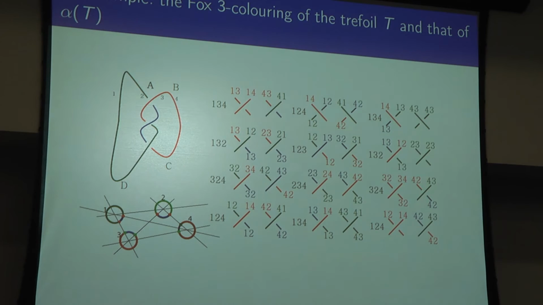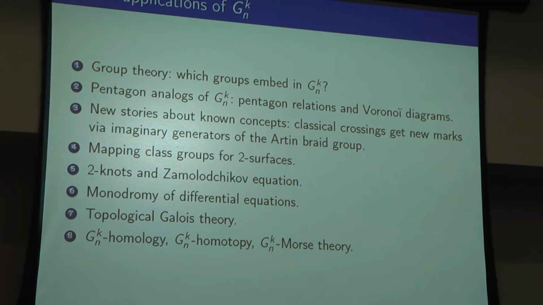It will contain both types of information: the information we know, for example, a fundamental group or quandle or whatever, and information like G N K if we deal not with knots but with braids, because we have all crossings there. So for classical crossings, we will have G N K-like information.